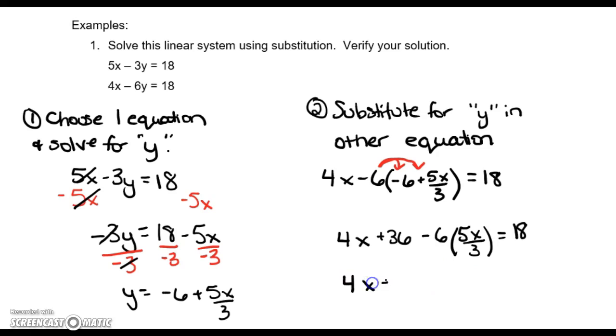So here we have 4x plus 36. When you have a whole number and a fraction, you multiply that whole number in the numerator. So negative 6 times 5x is negative 30x, and your denominator stays the same. Make sure to keep writing down all the information, even if you're not working with it at that moment, so that you don't forget to add or subtract, or accidentally skip a step when you're solving.